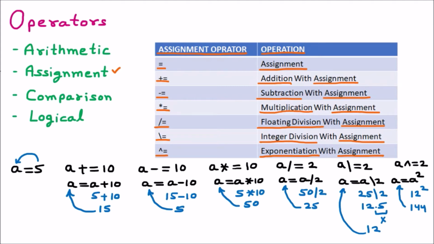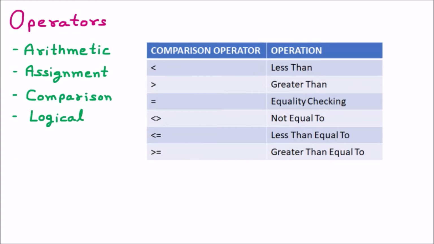Now we are discussing the next type of operator, which is the comparison operator. Here we have a table. In the first column we have the comparison operator, and in the second column we have their operation. The first comparison operator is this symbol, and this is less than.